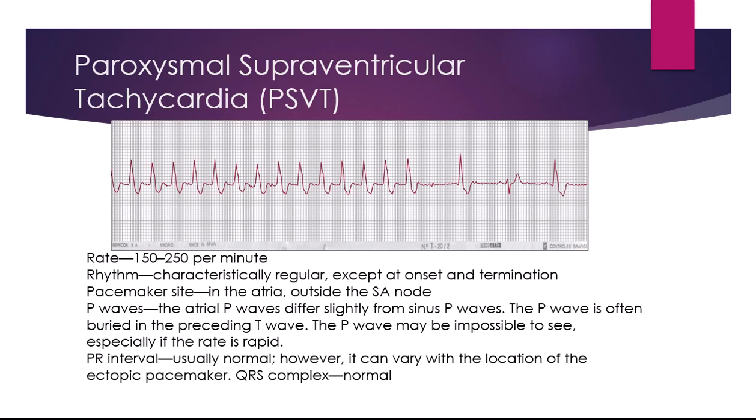So as we look at this, what we've got going on here is simply PSVT, rapid rate. Everything else is, quote, within a normal range or width, except we see this either start and or stop. All right? Questions on that?